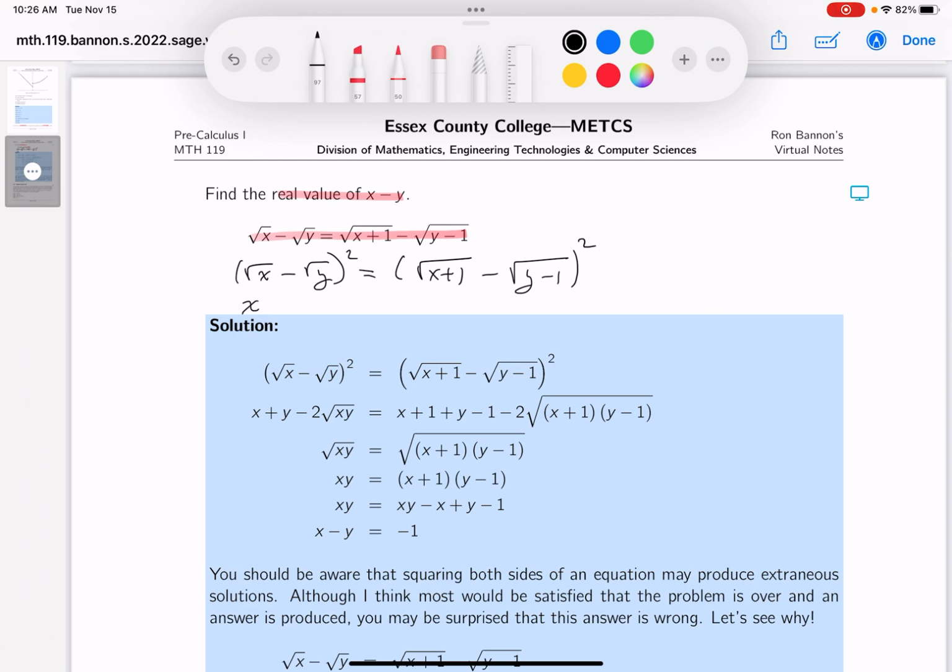You would get x minus 2 root xy, and then you would, whoops, sorry about that, forgot something there, didn't I? Plus y. And then on the right side, you're going to get x plus 1 minus 2 root x plus 1 times y minus 1 plus y minus 1. I'm sorry, y minus 1.